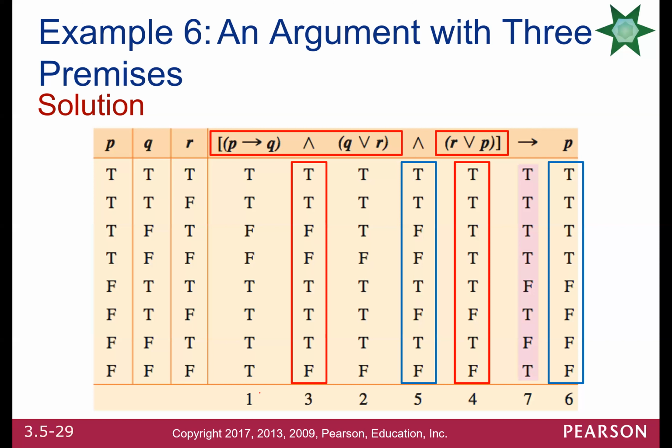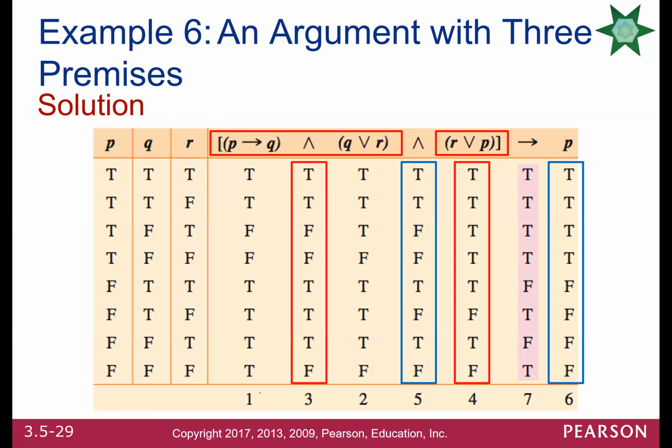So the next thing I'm going to do is create the second premise, which is the disjunction. So in column 2, I'm going to create Q or R. Q or R will only be false if both of those are false, if both Q and R are false. So it's going to be false in case 4, and it's going to be false in case 8. Otherwise, it is true.